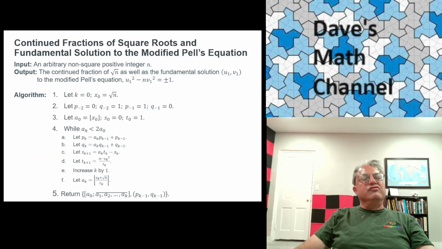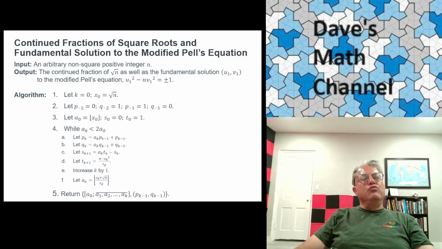I might as well go through the algorithm. So first you have to do all this initialization. I think I showed you guys this initialization in the general continued fraction. You always want to initialize the index k to 0, and in this case we're initializing our x0. That's just the number that we're taking the continued fraction of, the square root of n. And then in step 2, we're doing more initializations: p minus 2, q minus 2, p minus 1, q minus 1. I think I went over this in a previous video.